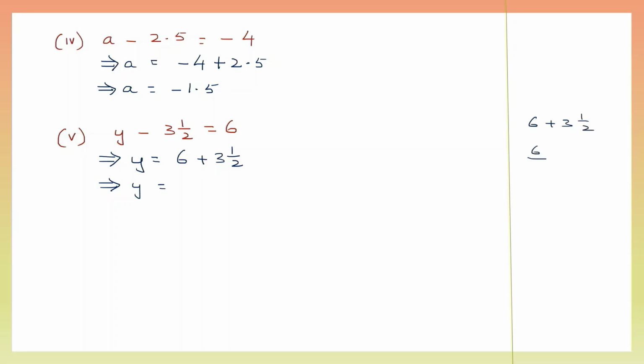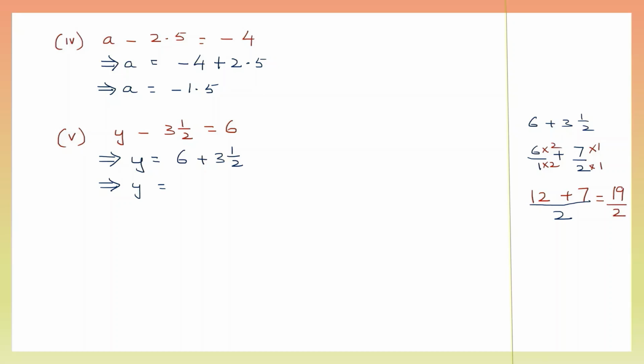So that is 6 by 1 plus 2 3s are 6 plus 1, 7 by 2. The LCM of 1 and 2 is 2. Therefore 1 2s are 2, 6 2s are 12 plus 2 1s are 2. So 7 1s are 7. So here we get 12 plus 7 is 19 by 2.